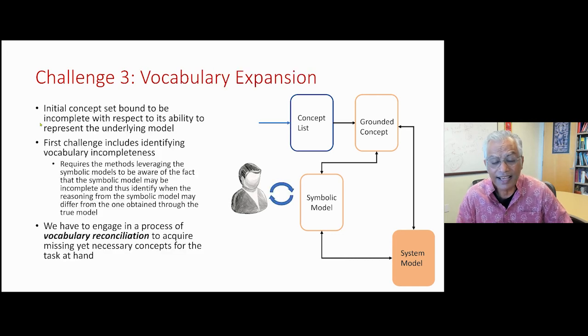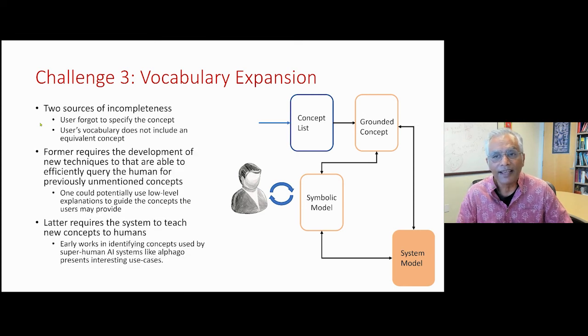And then challenge 3 is vocabulary expansion. Here, the system needs to realize whether the vocabulary that it has agreed upon with the humans is complete enough to exchange the explanation, and if not, be able to expand the vocabulary as needed. When the vocabulary has to be expanded, there can be two sources of incompleteness. One is that the user forgot to specify the concept. The other is that the user's vocabulary does not even include the equivalent concept. In the former case, we develop new techniques that are able to efficiently query the human for previously unmentioned concepts.